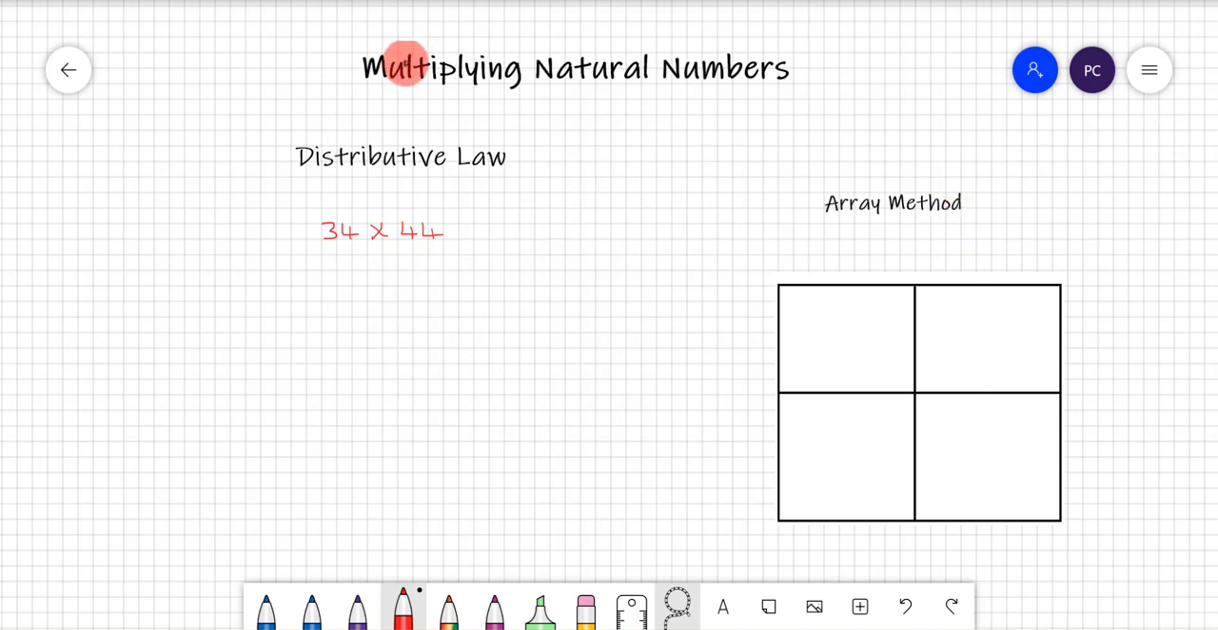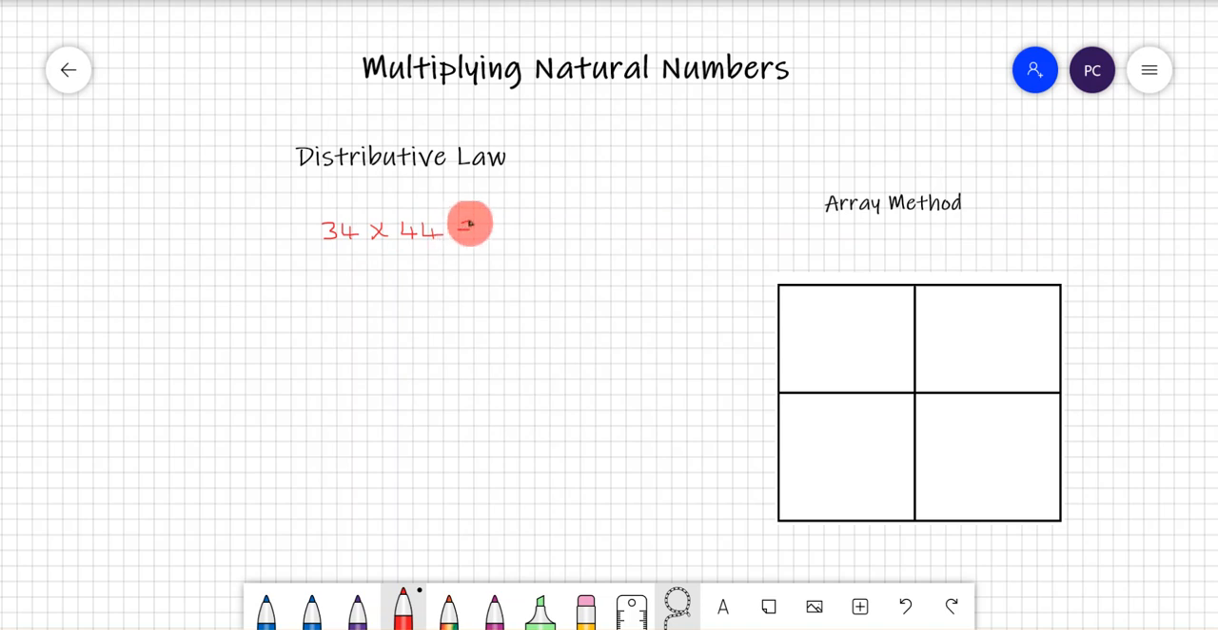So, multiplying natural numbers. In this lesson we're going to look at the distributive law when it comes to multiplying natural numbers, then a method for multiplying numbers using this law, and also another method known as the array method. If we take, let's say, 34 multiplied by 44, we can easily do this.